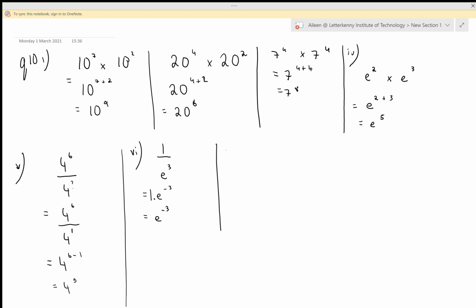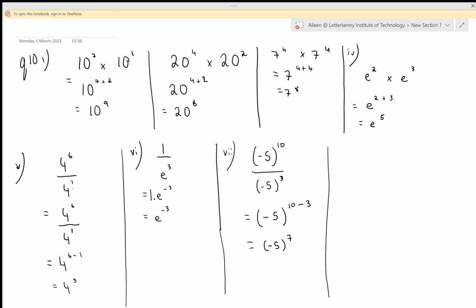Okay, keep going here. Now, part 7, your base is a negative number, and that's all right because the base in both of them is negative. You just keep that as a negative base. That's absolutely fine. So here we're dividing 2 terms with the same base. So this is minus 5 to the power of 10 minus 3, which gives you minus 5 all to the power of 7. So when you're dividing, you are taking those exponents from each other.